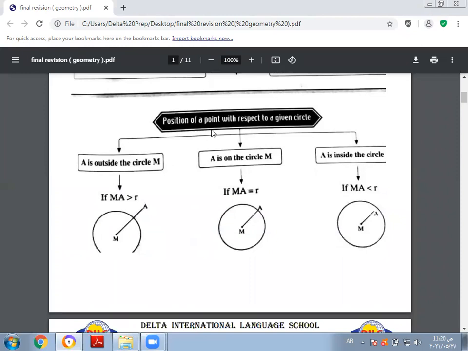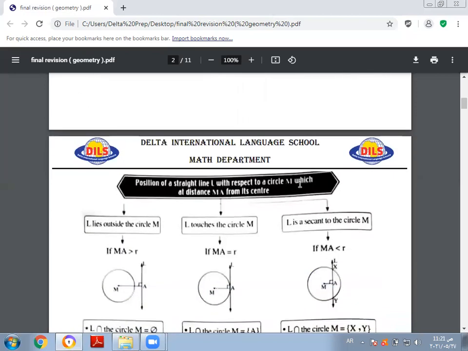Positions of a point with respect to a given circle. A is outside the circle or on the circle or inside the circle. If A is outside the circle M, then MA is greater than R, such that R is the radius of the circle. If MA equals R, then A is on the circle. If A is inside the circle, then MA is less than R.